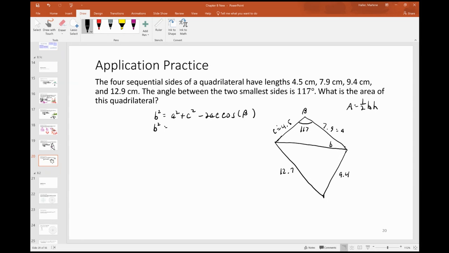That guy's our C. So A squared, that's 7.9 squared plus 4.5 squared minus 2 times 7.9 times 4.5 times the cosine of 117. All right, the cosine of 117. Well, we don't have these values, so let me calculate that real quick.